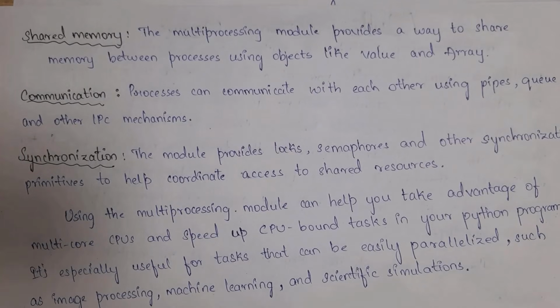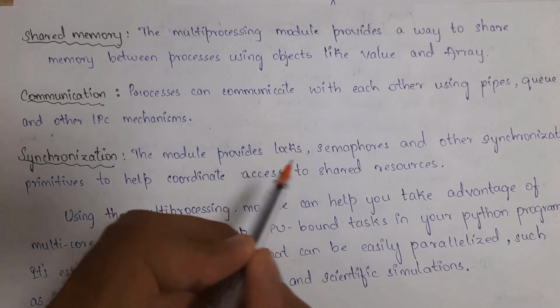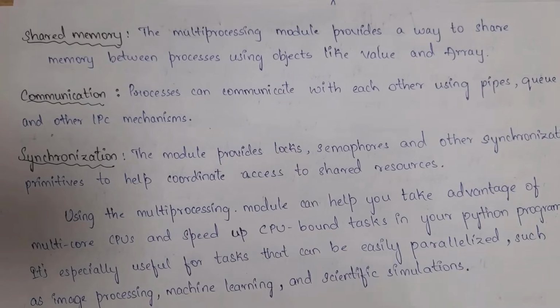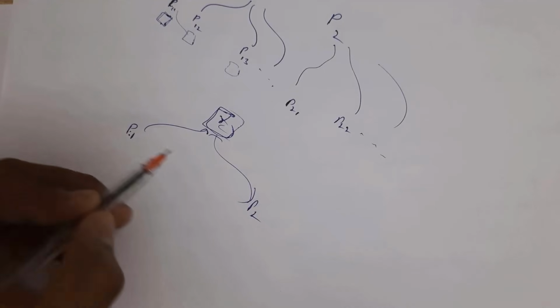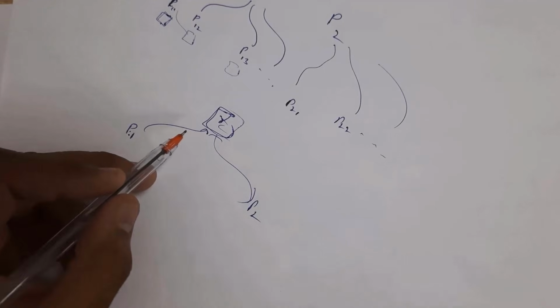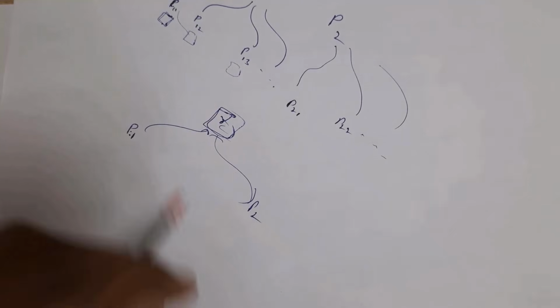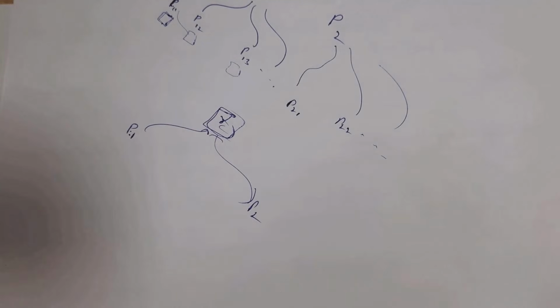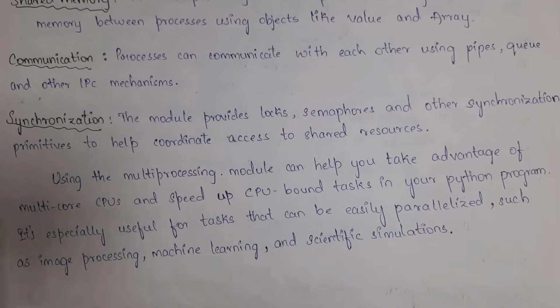And the last feature is synchronization. This module provides locks, semaphores and other synchronization mechanisms in order to access shared resources. Whenever processes P1 and P2 access the same resource at a time, there is a chance of damage to the resource. So in order to overcome this problem, we need synchronization. This multiprocessing module takes advantage of multi-core CPUs so that it executes Python code very fast. Mainly we use this multiprocessing module in parallel execution such as image processing, machine learning and scientific simulation.